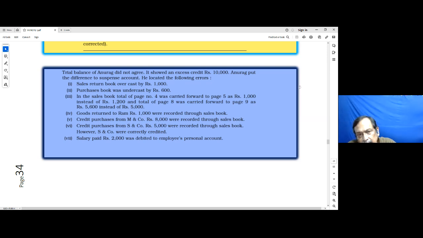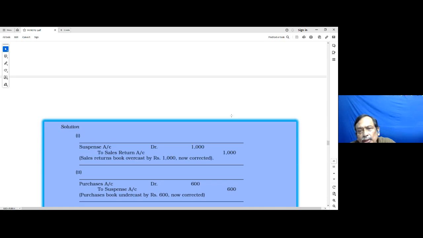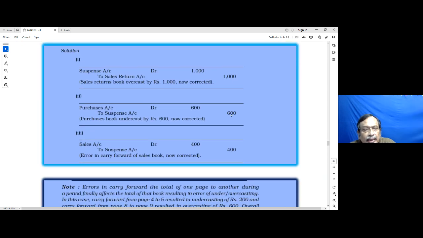Goods returned to Ram rupees 1000 were recorded through sales book. Credit purchases from M and company rupees 8000 were recorded through sales book. Credit purchases from Ace and company rupees 5000 were recorded through sales book. However, Ace and company were correctly credited. Salary paid rupees 2000 was debited to employees' personal account. Okay, so we are going to rectify the errors.